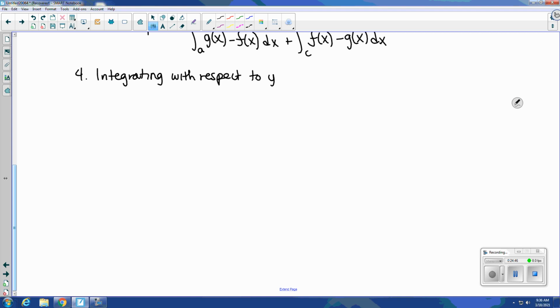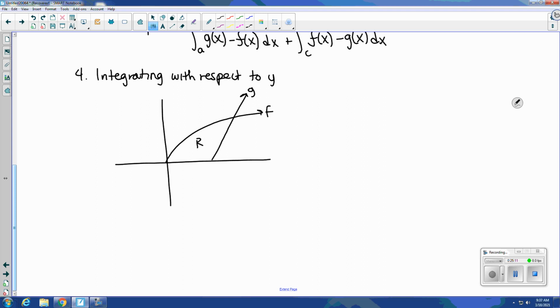Now, why would we want to do this? Well, sometimes the region of space for which we want to calculate the area is a simplified problem when integrating with respect to y as opposed to x. And here's a region of space that's contained between this curve function f, this linear function g, and the x-axis.